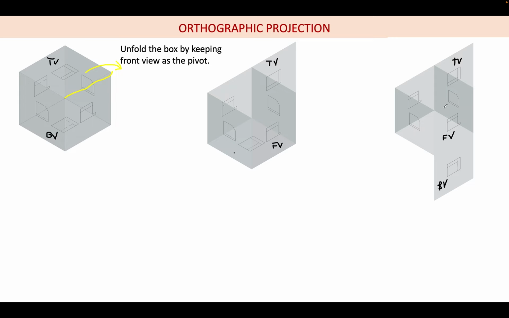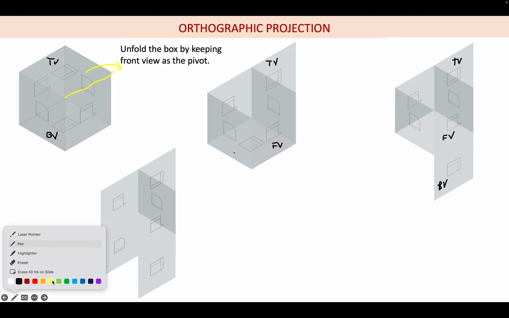What I am going to do next is bring the left side view to the front view by rotating along this pivot. So this is the pivot. The left side view comes like this. For the bottom view, what happened is we rotated about this, so the bottom view came to this side.